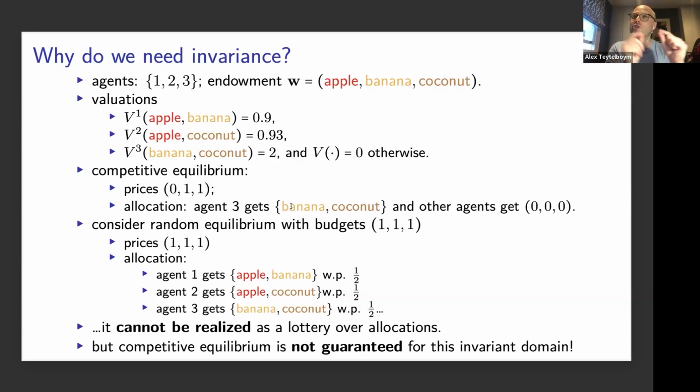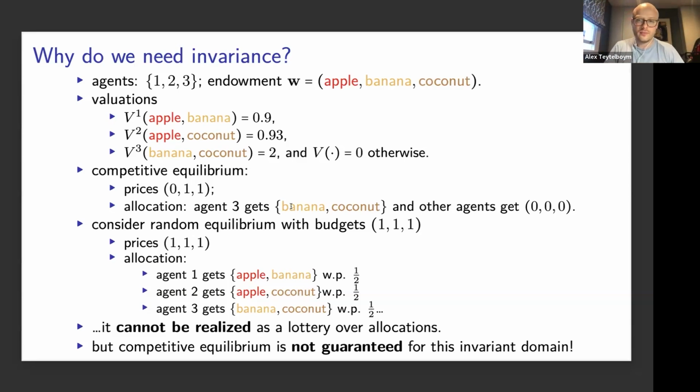I've cooked things up in a slightly sneaky way. In fact, I've constructed valuations such that a competitive equilibrium does exist, even though preferences look very similar. I've picked a very nice valuation that makes things work. So this agent 3 values the apple and the banana jointly at 2. He has very strong preferences. So in fact, there is a competitive equilibrium. The third agent just prices out the other two agents. You set prices very high for the banana and the coconut. The other two agents don't want to buy anything, and agent 3 gets both goods.